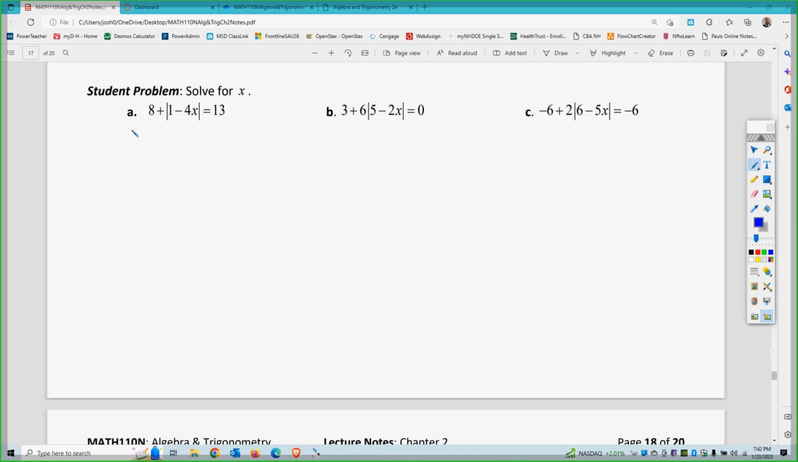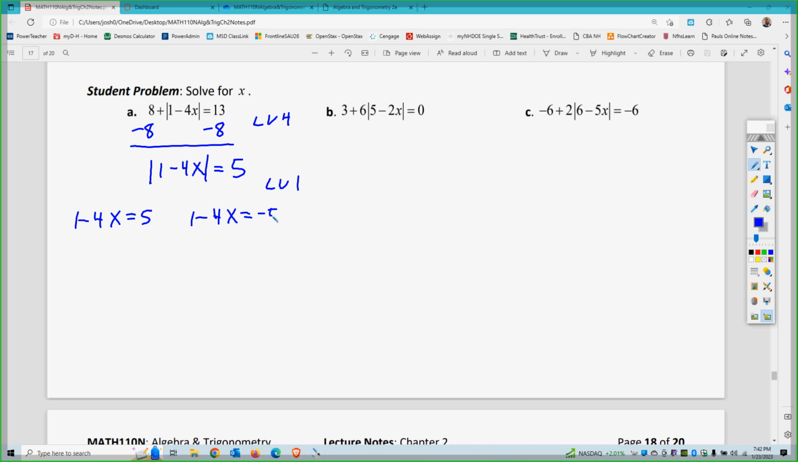Okay, so I'm going to do minus 8 to both sides. So I get the absolute value of 1 minus 4x equals, let's see, 2 more, so that's 5. That's level 4. Multiplying, dividing is level 3. I don't have that. Exponents and radicals are level 2. I don't have that. So I do have level 1. So 1 minus 4x equals 5, and 1 minus 4x equals negative 5. Because it's positive, I'd split it. So I'm going to minus 1. So negative 4x equals 4. Divide by negative 4. X is equal to negative 1.